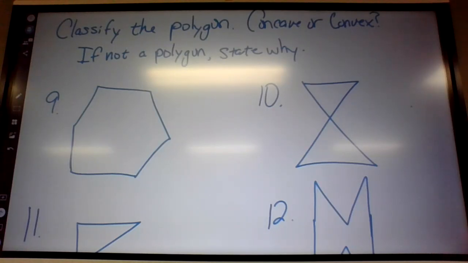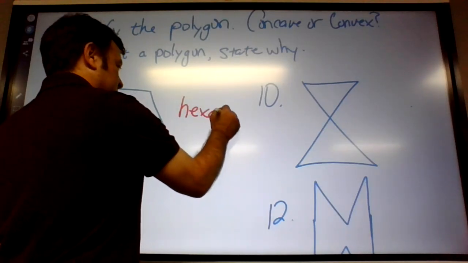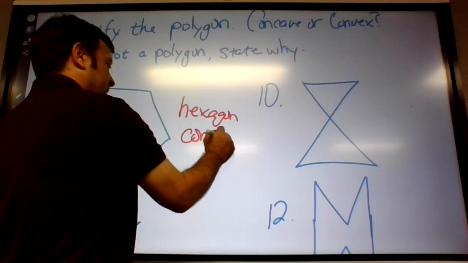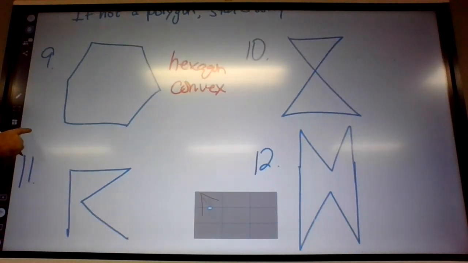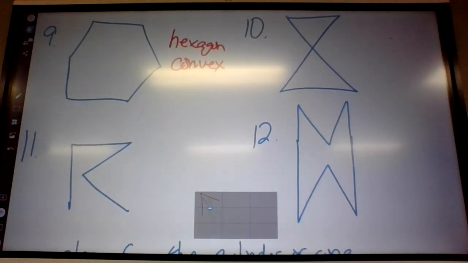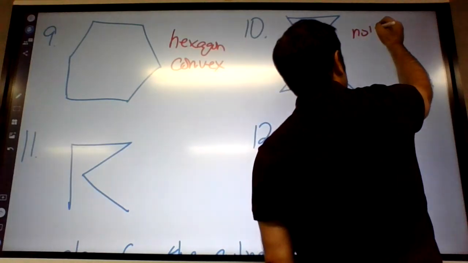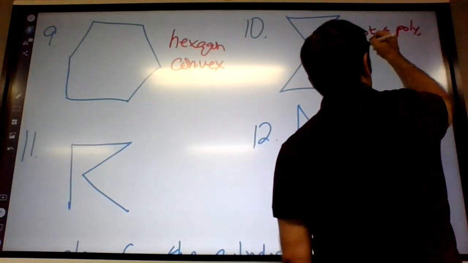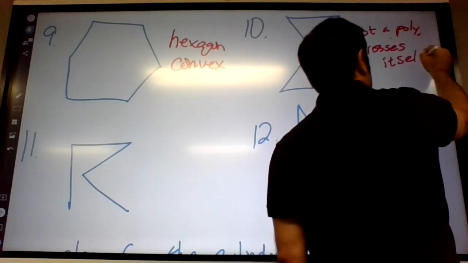All right, so Ashley, well, number 9 is a what? Hexagon. Hexagon, and is it concave or convex? Convex. Yeah, because it doesn't have any caves, basically. It's convex. And then Brooke, number 10. It's not a polygon because it crosses itself.